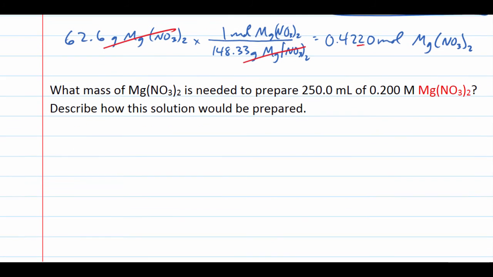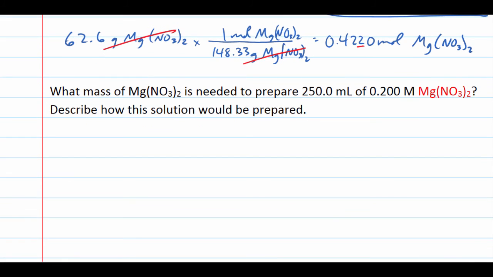Okay, next up, we'd like to know what mass of magnesium nitrate is needed to prepare 250.0 milliliters of 0.200 molar magnesium nitrate. Remember, there's an error in this problem the way it is in your handout. This one that's in there, get rid of the sodium bicarbonate, replace it with the magnesium nitrate.